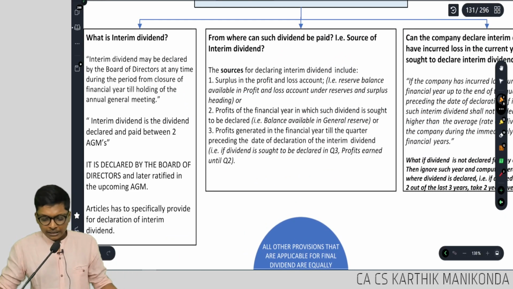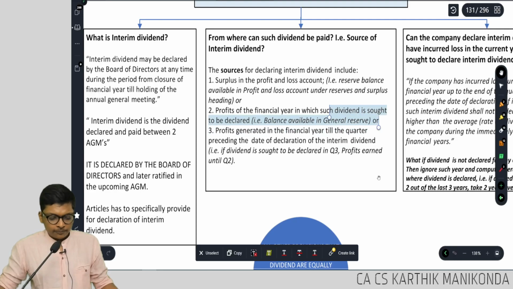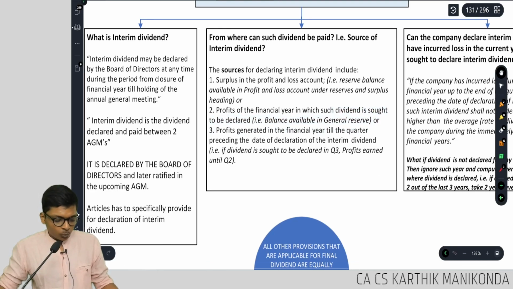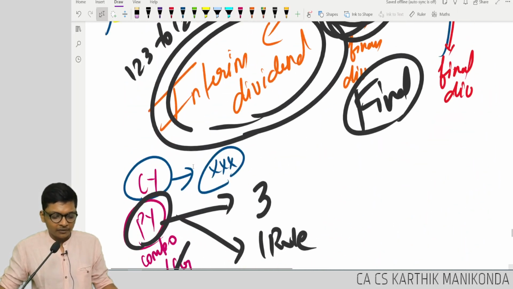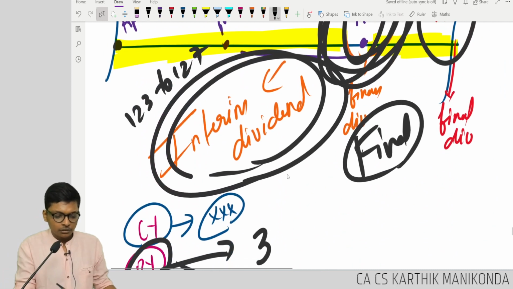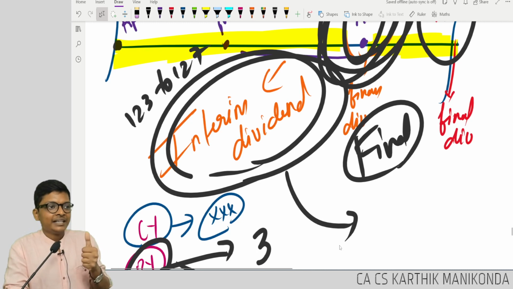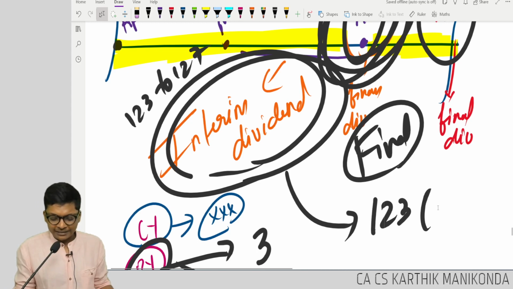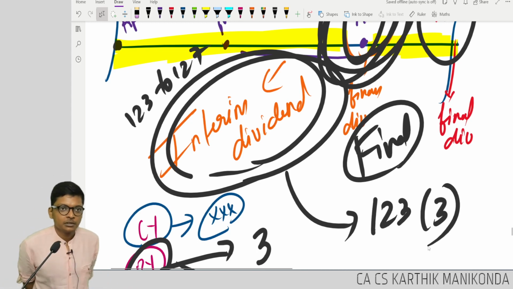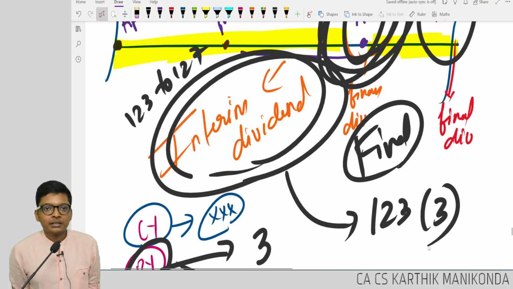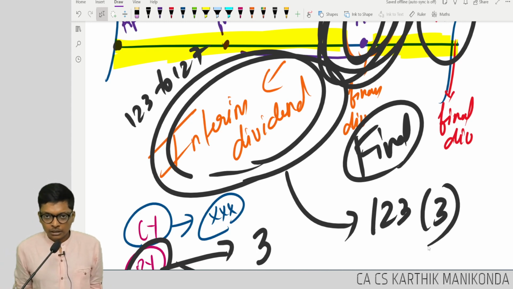So if I go here, let's quickly run through the points. That's it. Interim dividend is over. Interim dividend, what section? You didn't tell me the section for interim dividend. What section, guys? 123 is what? Declaration of dividend. 123 rule 3 is what? 3 rules. Interim dividend is 123 subsection 3. Are you following, guys? That is interim dividend.